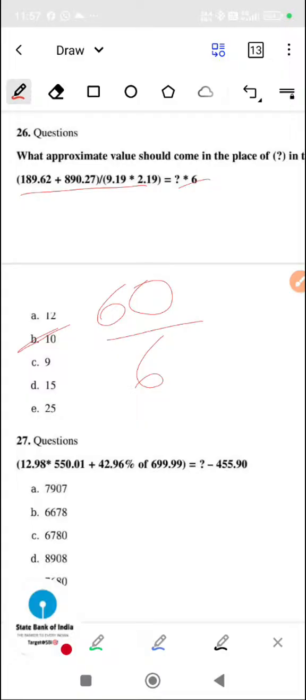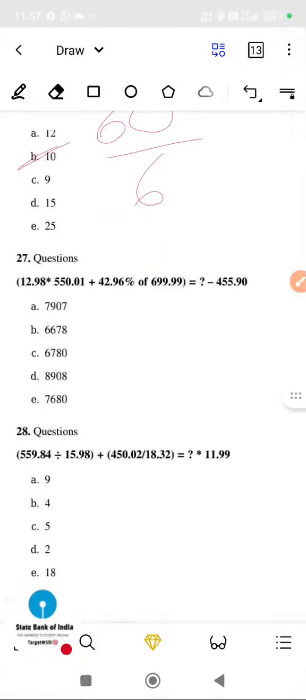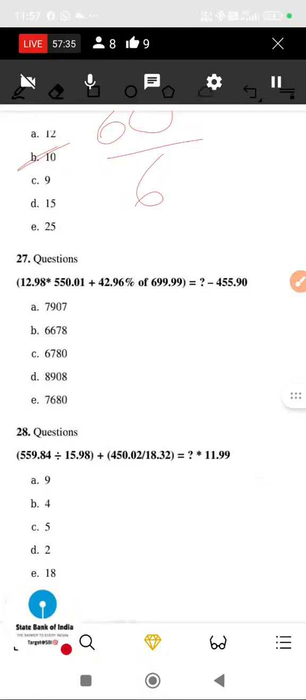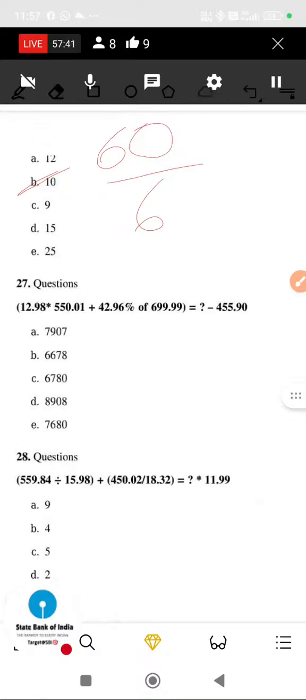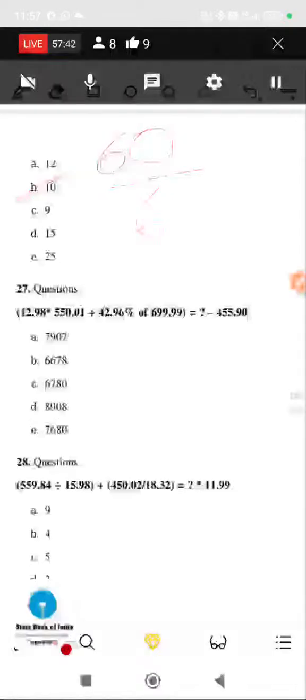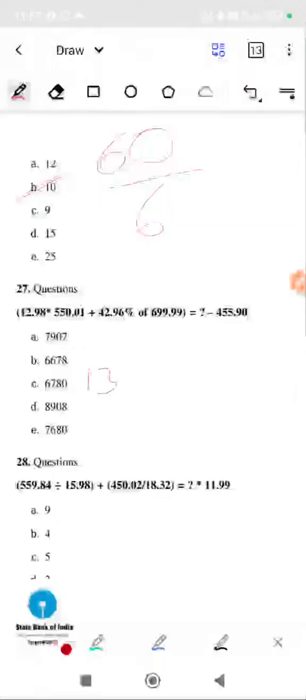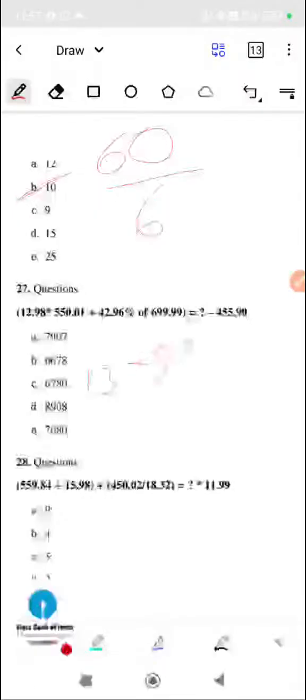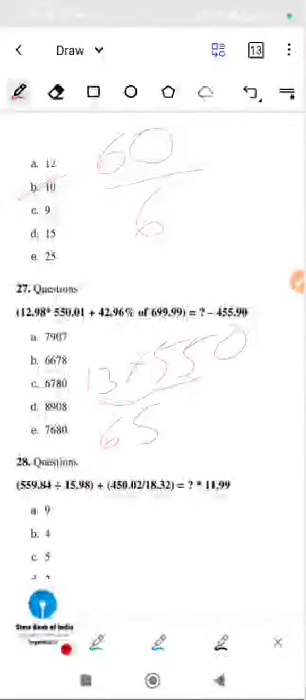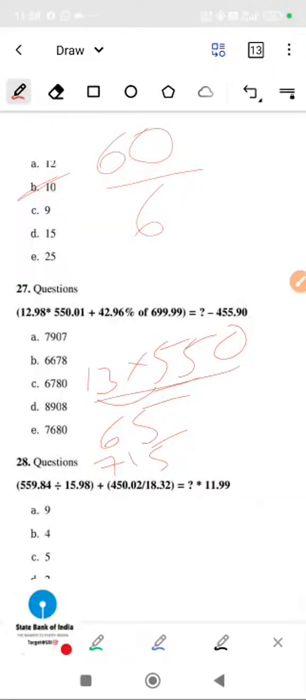Next we are going to see question number 27. Here 27, which will be 12.98 into 550. So it must be, wait a second, 13 into 550. So here we see 11, so we do 13 5 times, which will 65 into 11 times means sum of these two in between them, 715 is the value for this one.